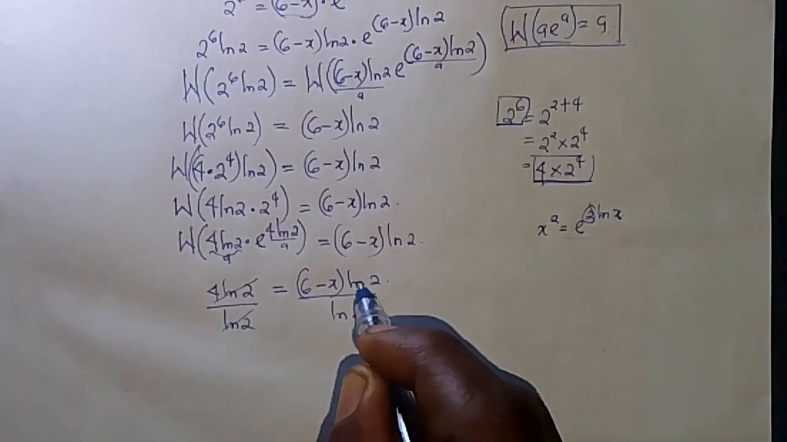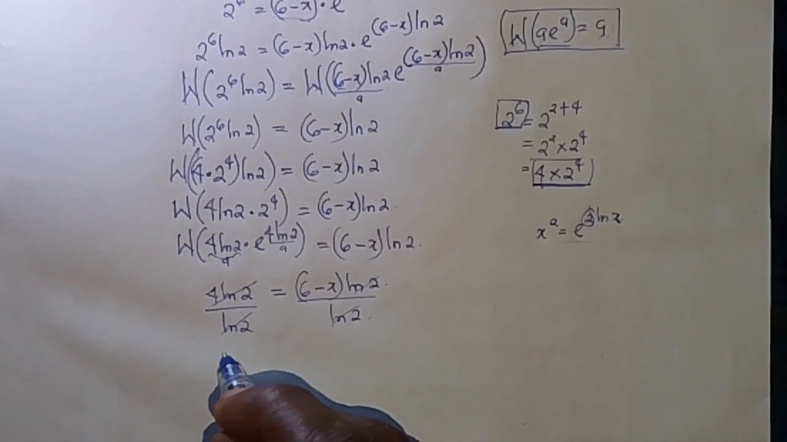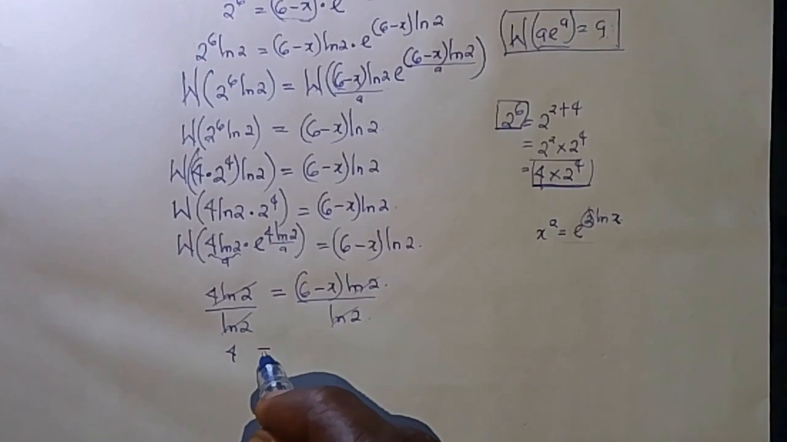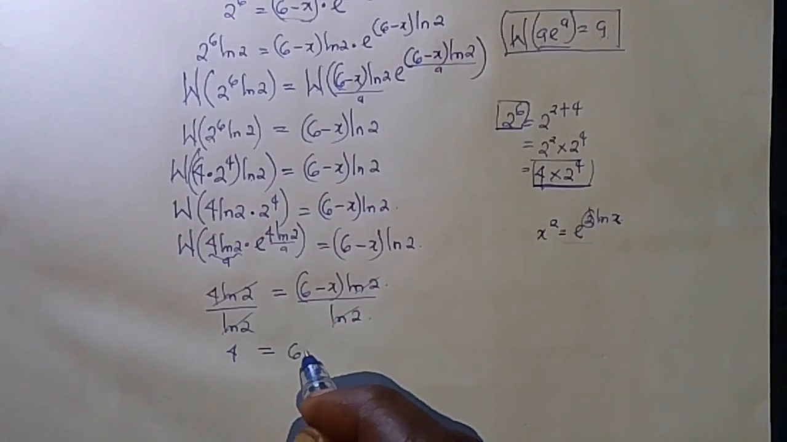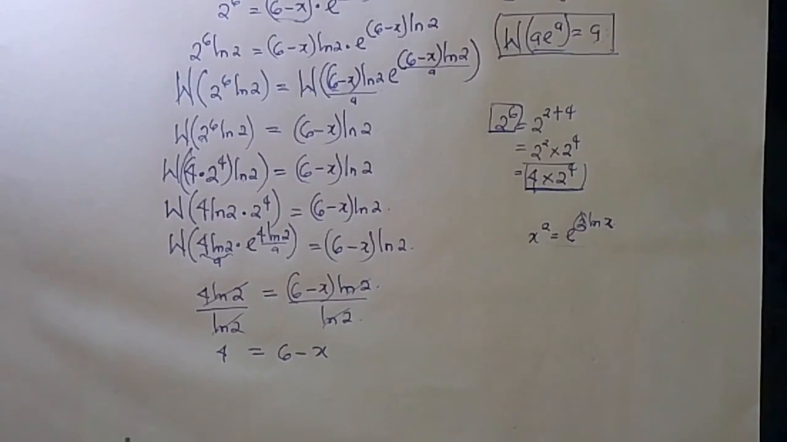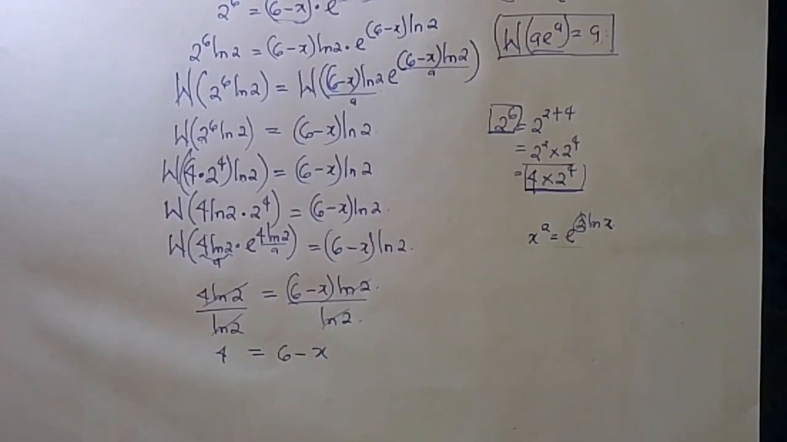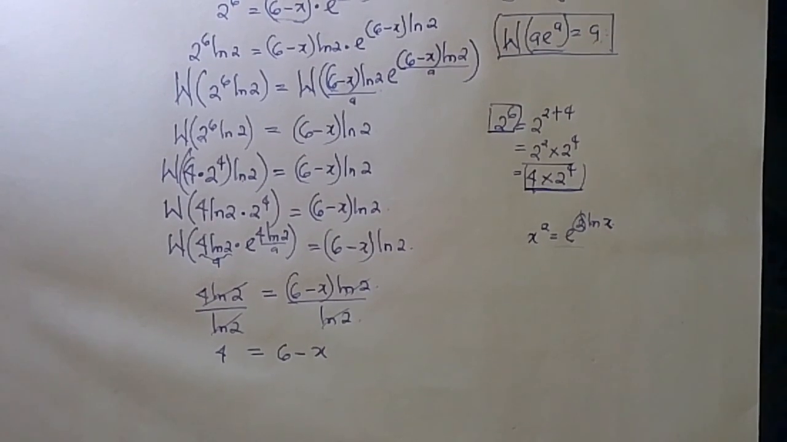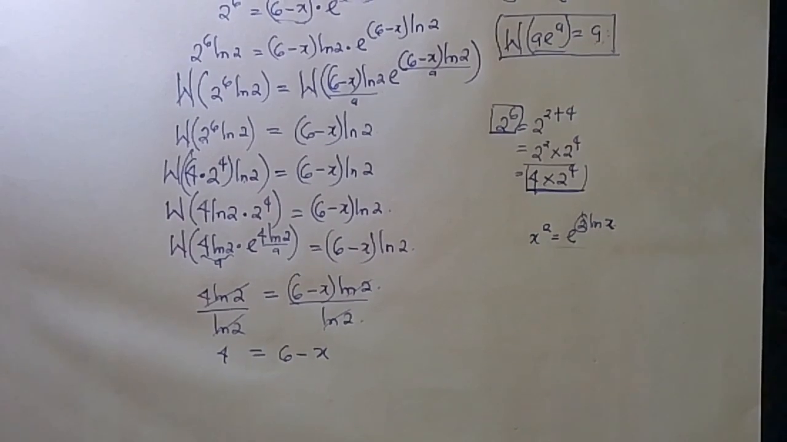ln 2 cancels out. So we are having that 4 equals 6 minus x. At this point, we have to make x the subject of the formula, or transpose. So if we do so, we take x to the left hand side and take all the constants to the right hand side of this equation.